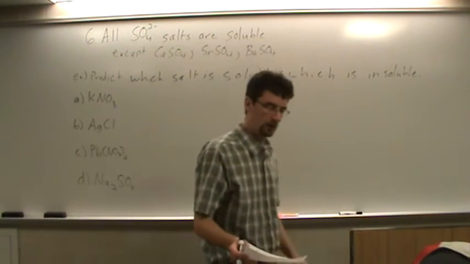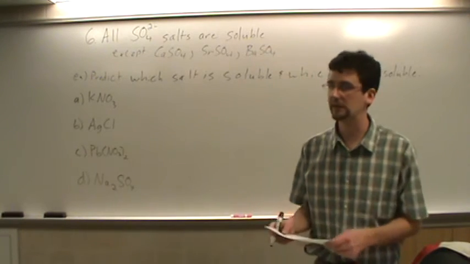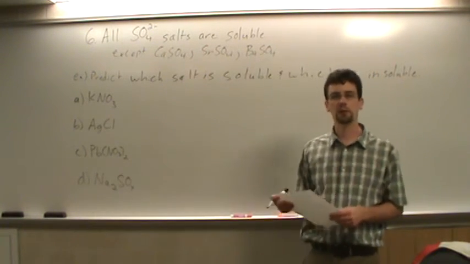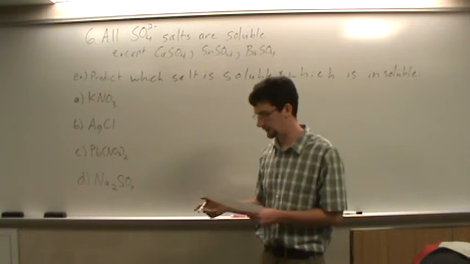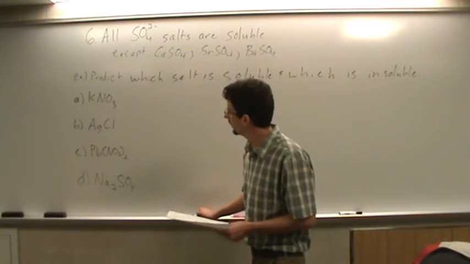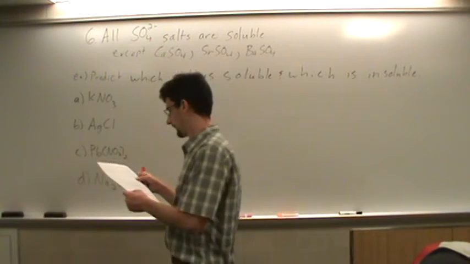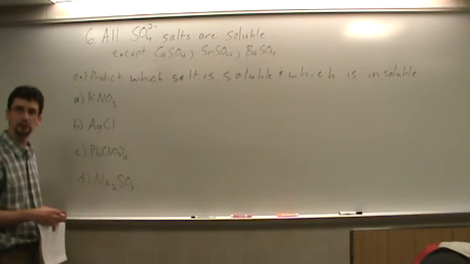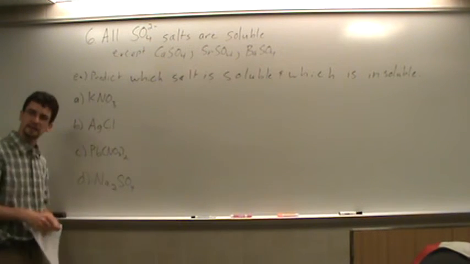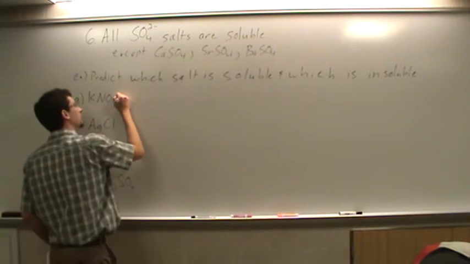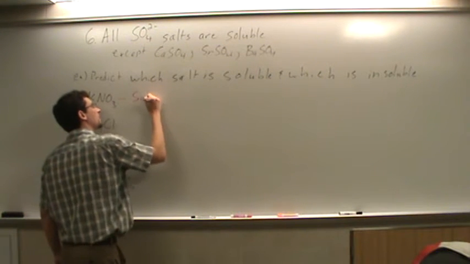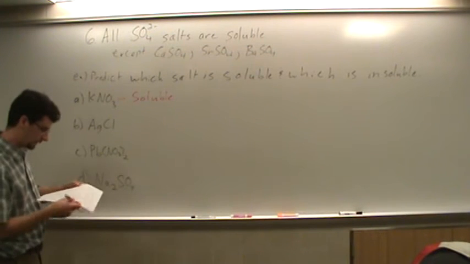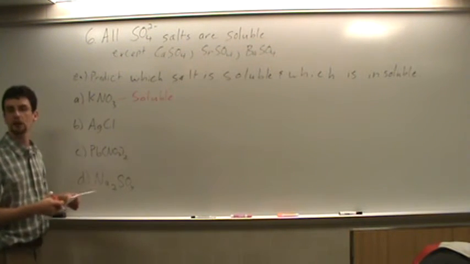Now, let's consult the solubility rules. We have our solubility rules in front of us. We're going to go through each one of these and identify if it's soluble or insoluble. So let's look at potassium nitrate. The very first rule states that all alkali metals are soluble. Potassium is an alkali metal, so this is soluble. It is also a nitrate, and if you look at the very second rule, all nitrates are considered soluble.